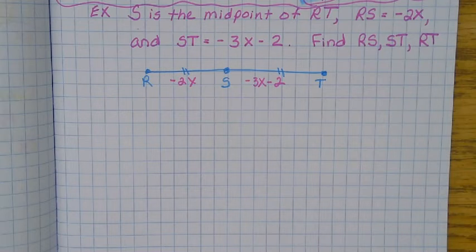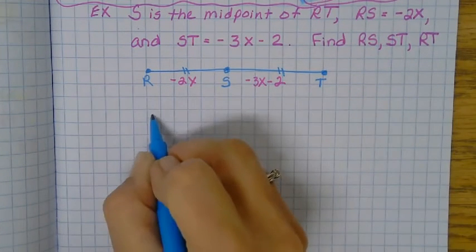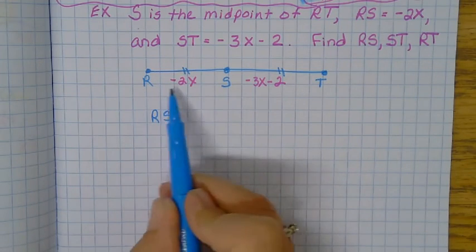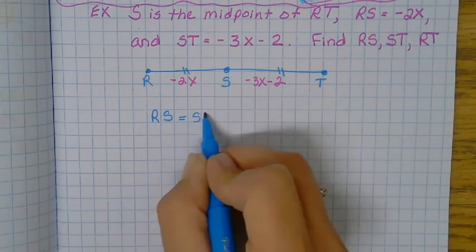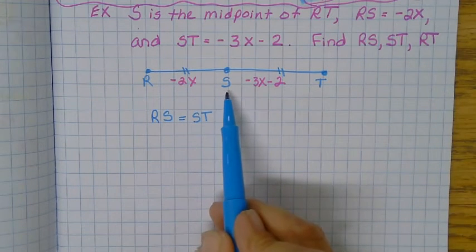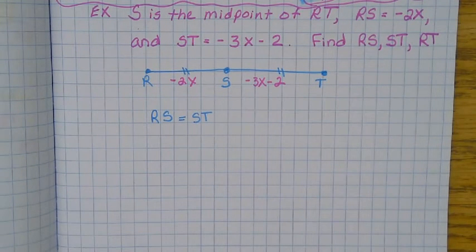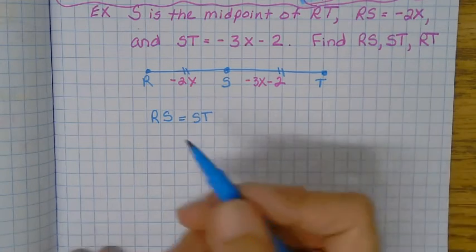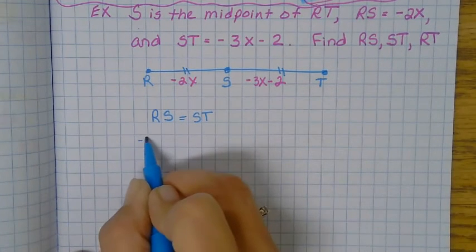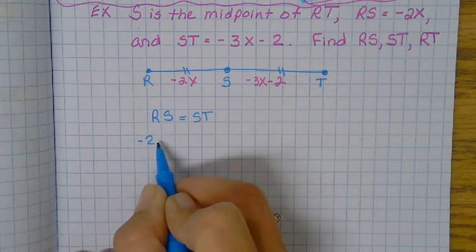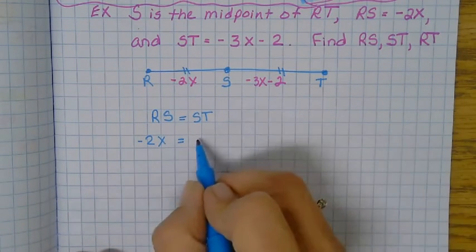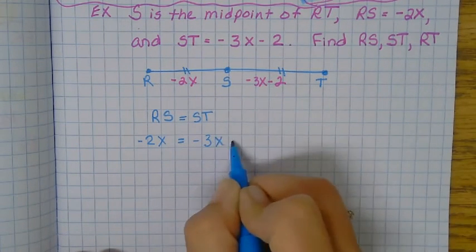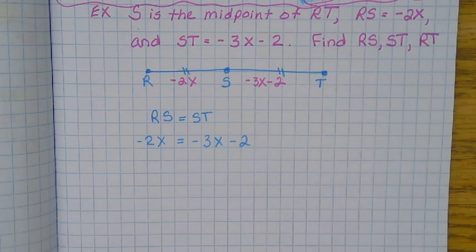What we know here is that S is our midpoint, right? So we know that segment RS is equal in length to segment ST. Because we are told that S was the midpoint, that breaks that segment into two congruent segments. So in place of RS, put negative 2x. In place of ST, put negative 3x minus 2.